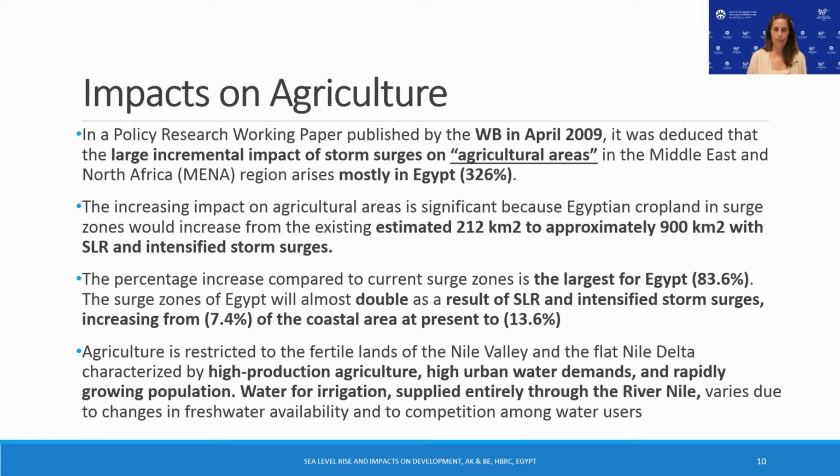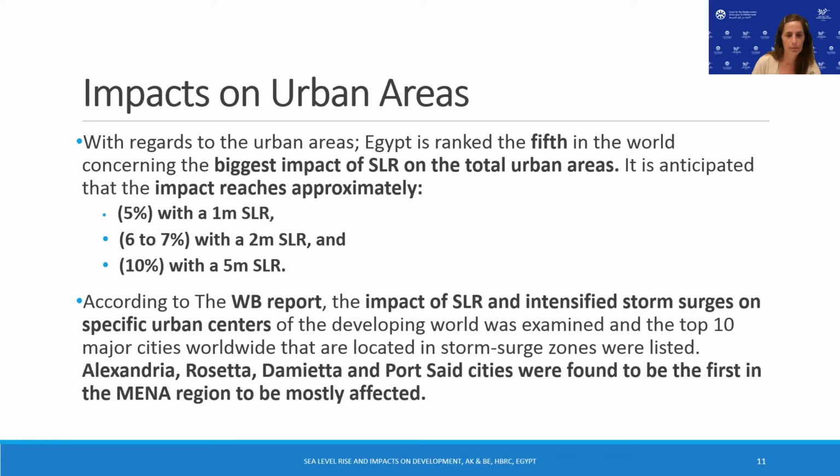Although we have high demand on water for agricultural production, not only agriculture but agro-industry production, and on the demand for urban purposes and population, this is quite severe. And on the urban areas, we have an anticipation between 5% to 10%, with an escalation from 1 meter to 5 meter sea level rise impact. As I said before, the four main cities that will be highly affected are Alexandria, Port Said, Rosetta and Damietta, which are on the fringes of the River Nile.